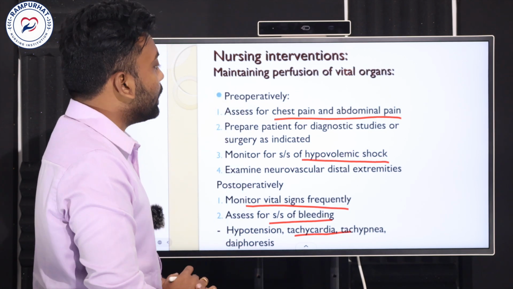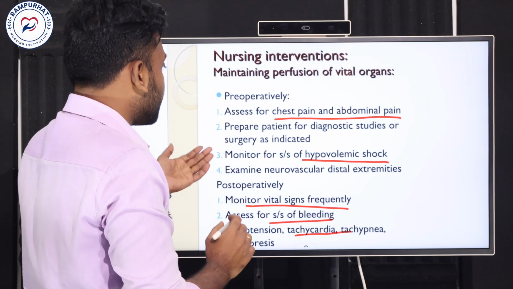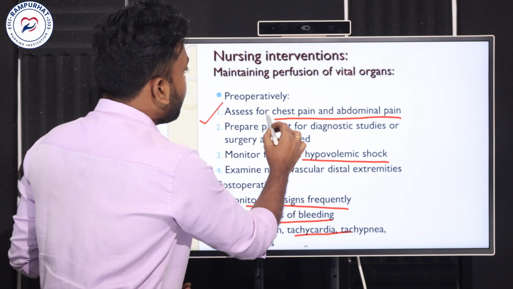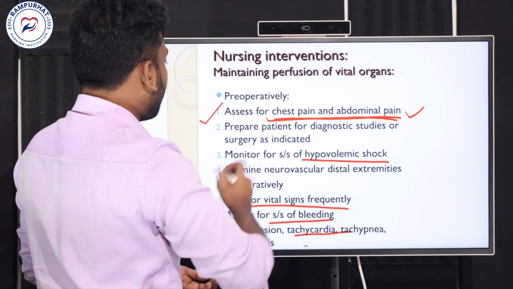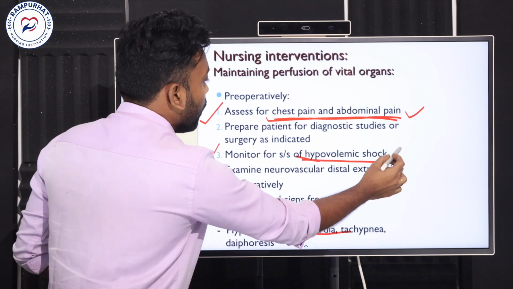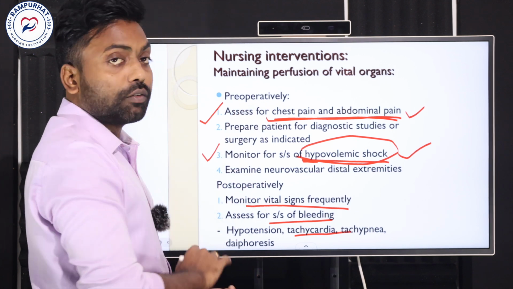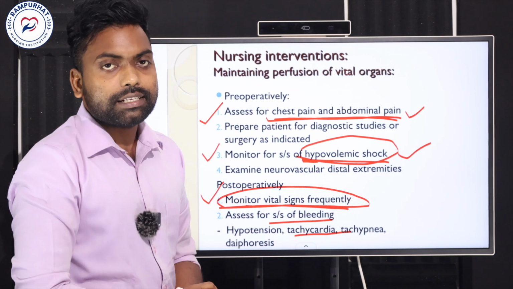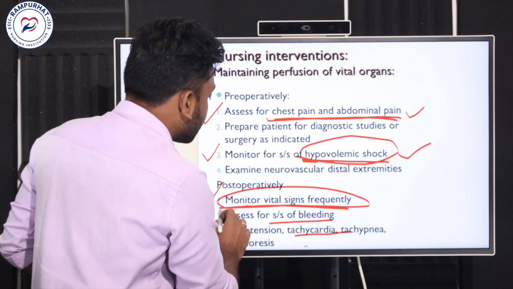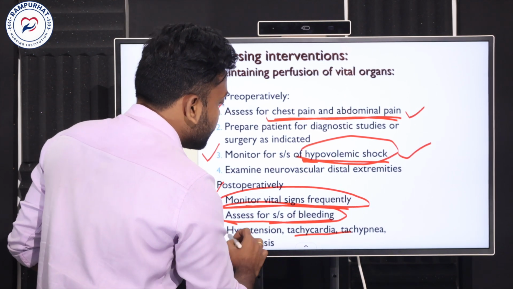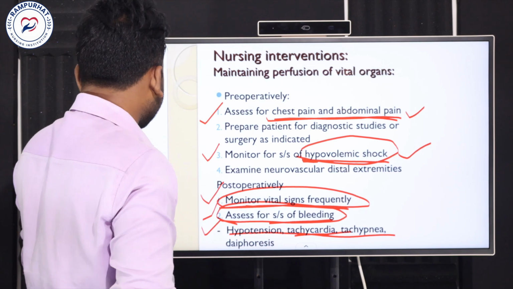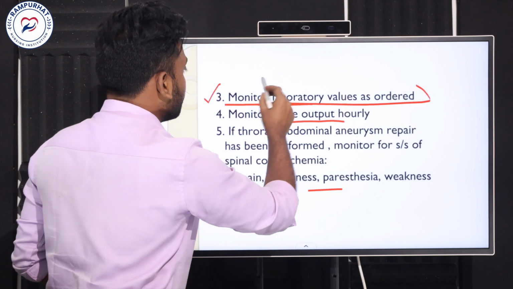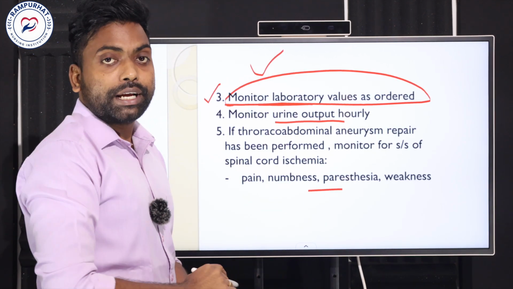So being the nurse, what is your management for the patient undergoing endovascular surgery or suffering with aneurysm? You need to assess the pain of the patient, whether it is in the chest or abdomen, and monitor the fluid level to prevent shock. You need continuous monitoring of vital signs: blood pressure, pulse and respiration. Next, assess the bleeding rate as well as monitor the heart rate. And you need to monitor laboratory values to prevent further complications.